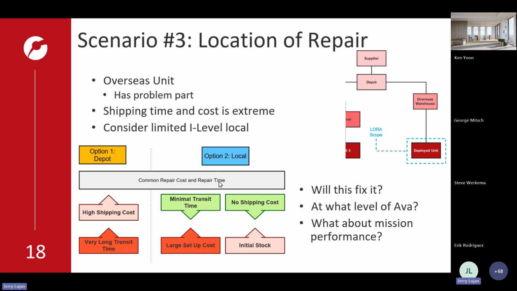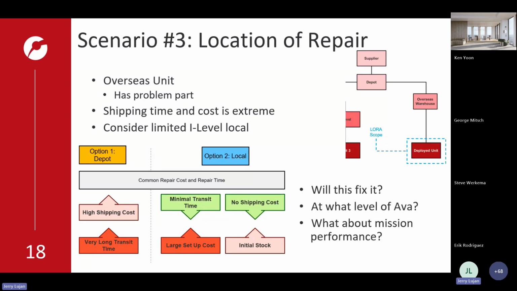When it gets there, whether it's at the deployed unit or at the depot, the repair cost and time is going to be the same. If it goes back to the depot, you have a very high shipping cost, and you have very long transit time. If you do it locally, minimum transit time, right? Basically none. No shipping cost.